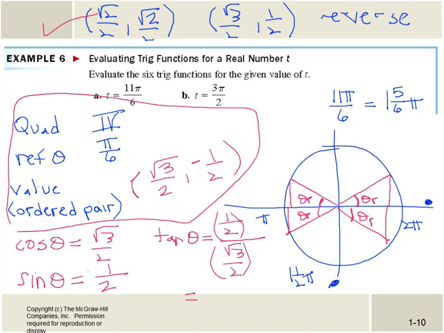Yeah, you're right, sine is negative, thank you. So this is going to be negative here. So this becomes negative 1 over the square root of 3, which is going to equal negative square root of 3 over 3, right?